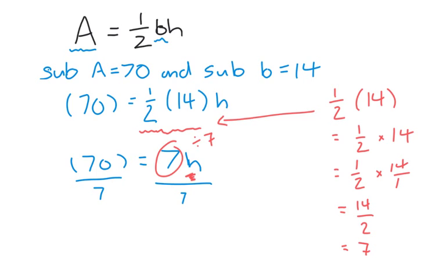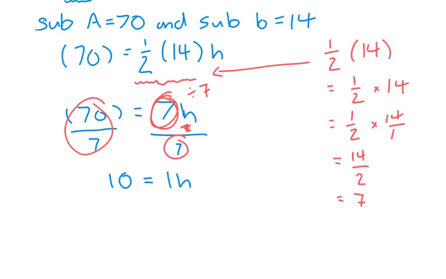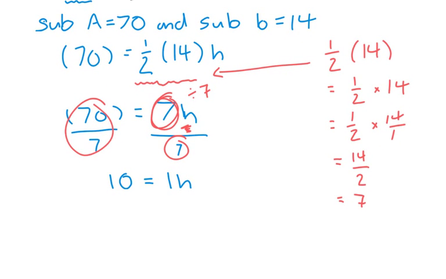Remember, writing it as a fraction is the same thing as division. Over on the left side, this should be pretty easy. Positive 70 divided by positive 7 is positive 10. Over on the right side, positive 7 divided by positive 7 becomes positive 1, and the h stays exactly the same. As I've said many times before, anything multiplied by positive 1 stays exactly the same. Therefore, this will just be h instead of 1h. So 10 is equal to h, and that is the final answer.